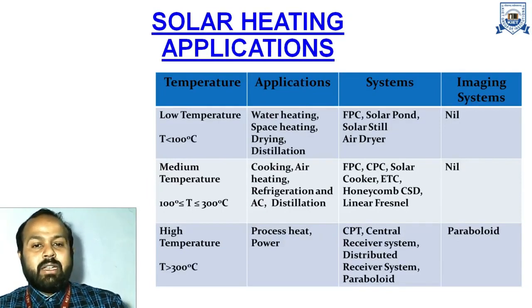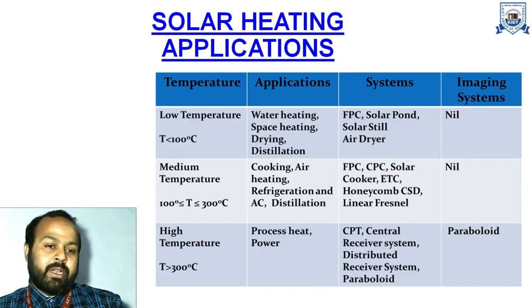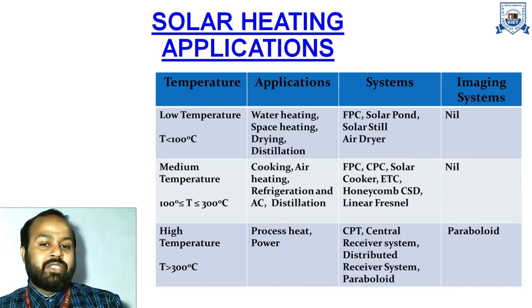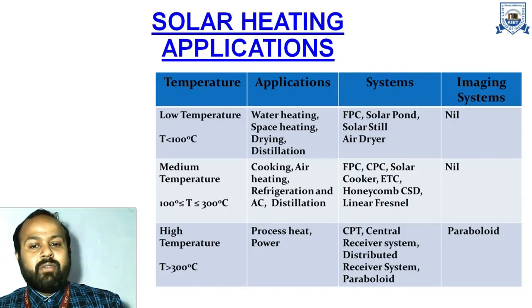In the low temperature range, we use the solar pond, solar dryer, air dryer, and solar still for cleaning of the water. In the medium temperature range, we use FPC, CPC, solar cooker, ETC, honeycomb, and linear Fresnel systems. According to the application, we use them for cooking, air heating, refrigeration and AC, and desalination, which purifies the water using solar energy.